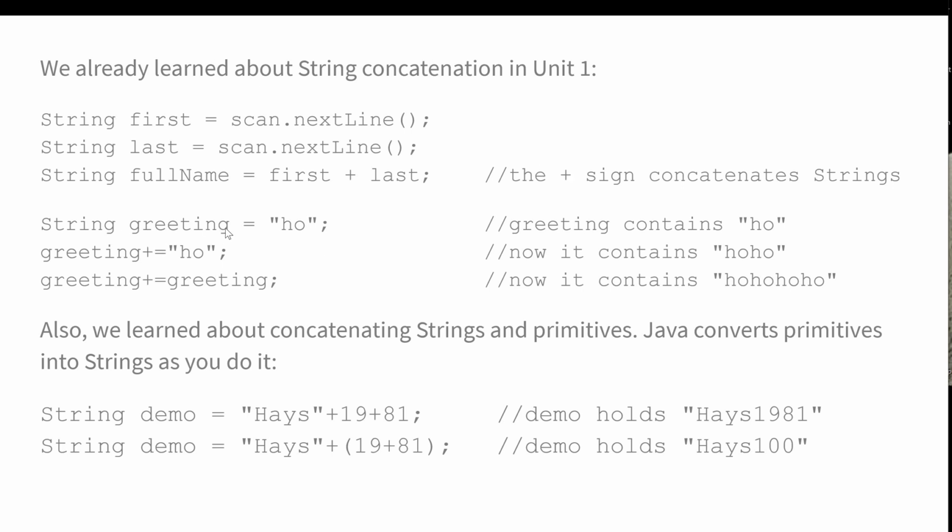Here's another example. String greeting equals ho. All right, and the next line I say greeting plus equals ho. That means greeting is going to be equal to whatever it was plus another ho. So over here, see it says ho ho. And then I'm now saying greeting plus equals greeting. That means take greeting and add it to itself, twice. So we have ho ho ho ho. And that's as far as I'm going to go with the ho hos.